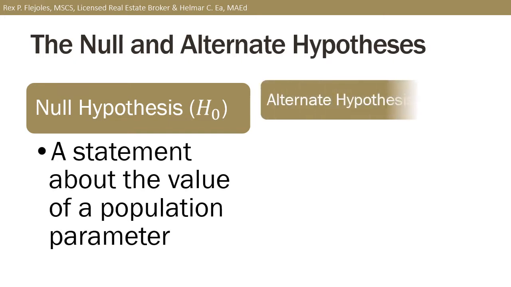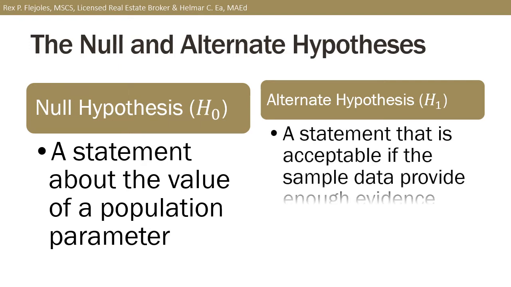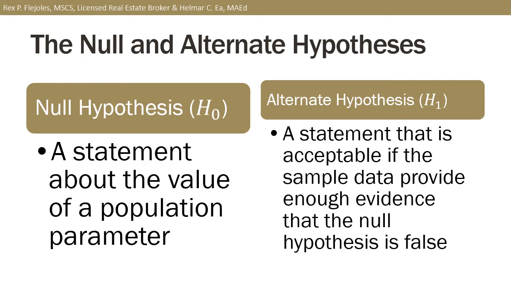While the alternate hypothesis, usually represented by H sub 1, while others use H sub A, is a statement that is acceptable if the sample data provide enough evidence that the null hypothesis is false. Other authors use the term alternative instead of alternate because they mean the same thing, so do not be surprised. Also, the alternate hypothesis is referred to as the research hypothesis.